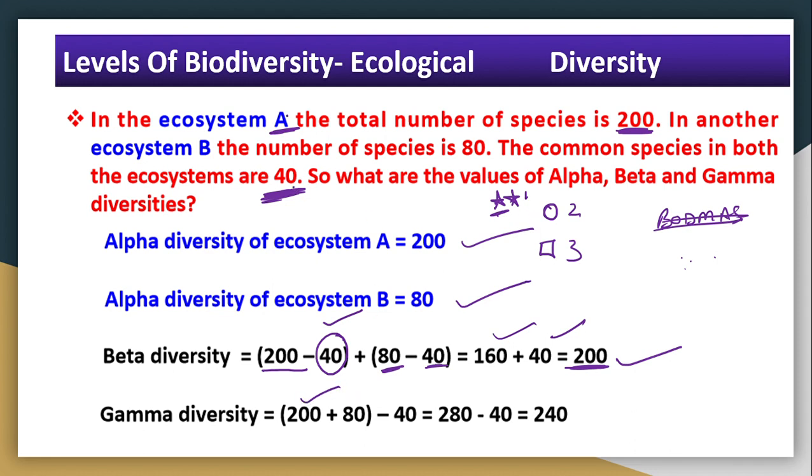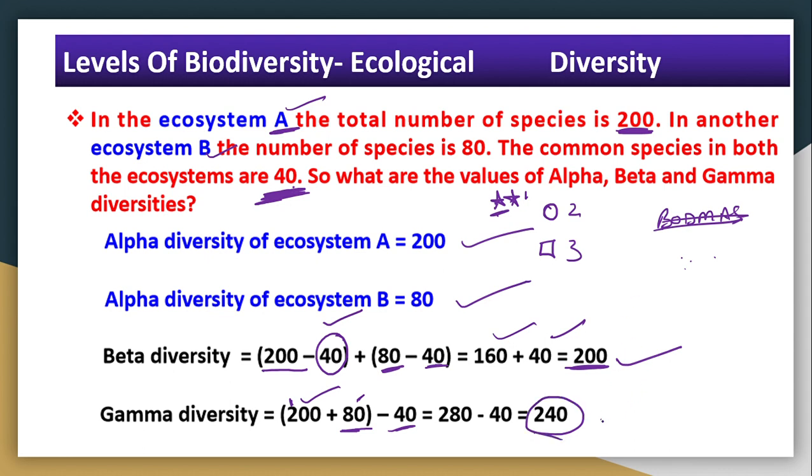What did I do? I added ecosystem A total and ecosystem B total, and then I subtracted the common ones to figure out the species, right? Now why didn't you subtract separately over here? Because I want to know the overall. I don't have to figure out which one is common, which one is unique. That's why I'm not subtracting here separately, right? So 200 plus 80 minus 40 is going to give you 240.